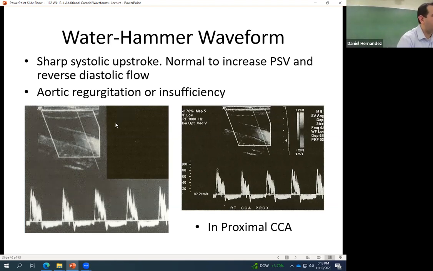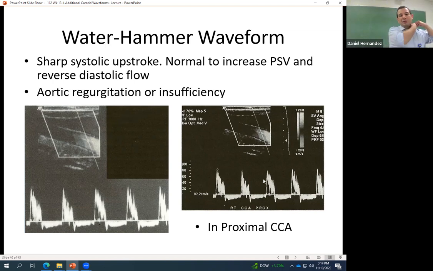So this is something called a water hammer waveform. So for you guys, this would be something in patients where they have severe aortic regurgitation or insufficiency. So severe AI would cause this holodiastolic flow reversal. So this is something that you probably see in the proximal segments of your common carotid arteries.